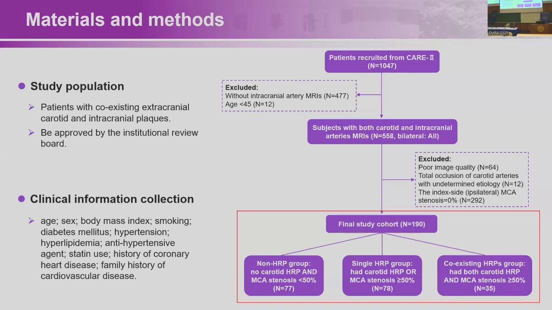This is the flowchart of the study population. Patients with coexisting extracranial carotid and intracranial plaques were recruited, and the eligible patients were divided into 3 groups: the non-HRPs group, single HRP group, and the coexisting HRPs group. The conventional clinical information was collected.